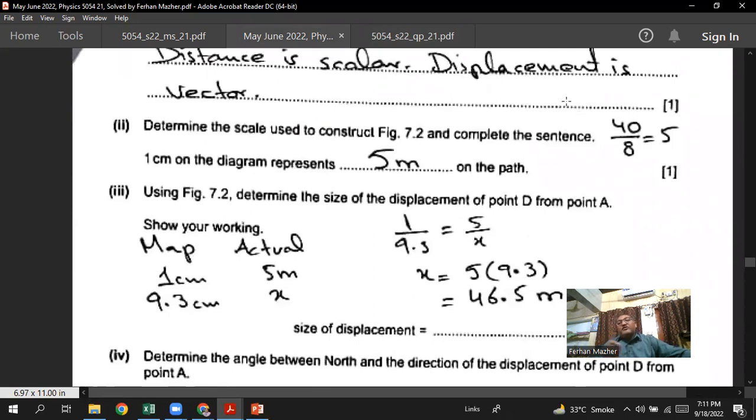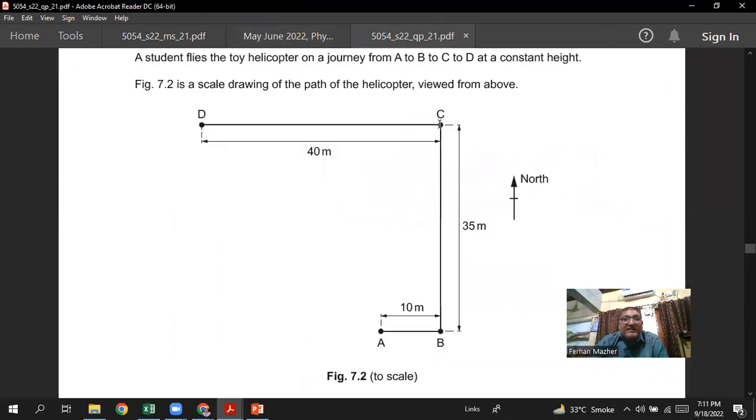The 40 meter length, I measured it with the scale, and that was 8 centimeter. So 40 divided by 8, that's 5 meters. So it means that 1 centimeter on your paper is representing 5 meters on the path. This is how you will find it. You measure this, and you divide 40 meter by this length in centimeters. You find 1 centimeter represents how much.